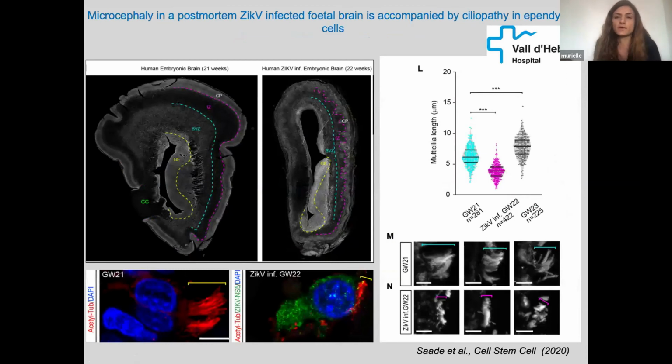In collaboration with the Hospital Vall d'Hebron, we also studied the effect of Zika infection on ciliogenesis in a post-mortem human Zika infected embryonic brain at gestational week 22. So here you can see this coronal section of the brain, and you can see the microcephaly, how it could impact the different compartments of the forebrain. So it was very obvious in comparison to a non-infected human embryonic brain at gestational week 21.